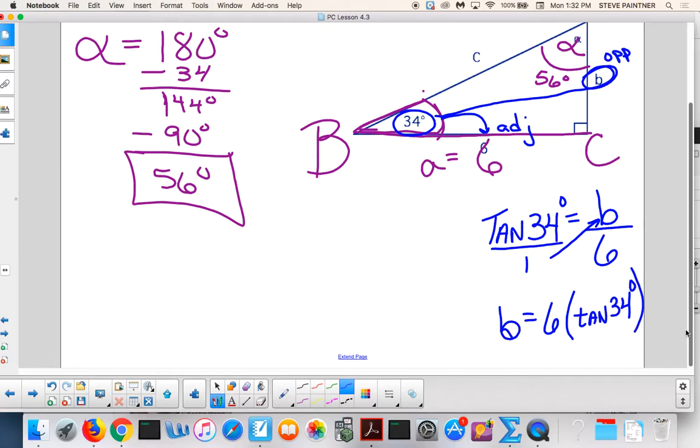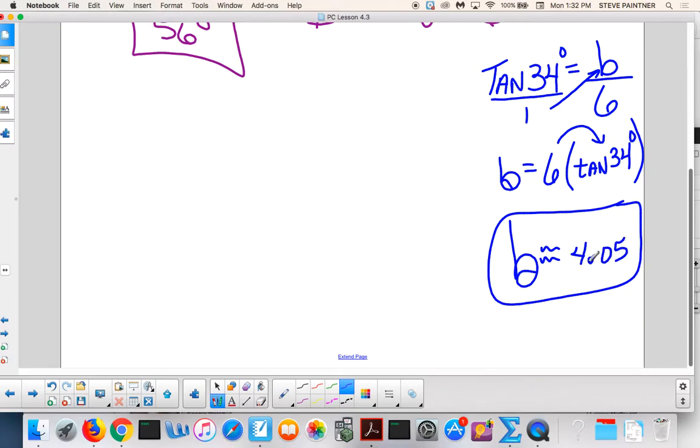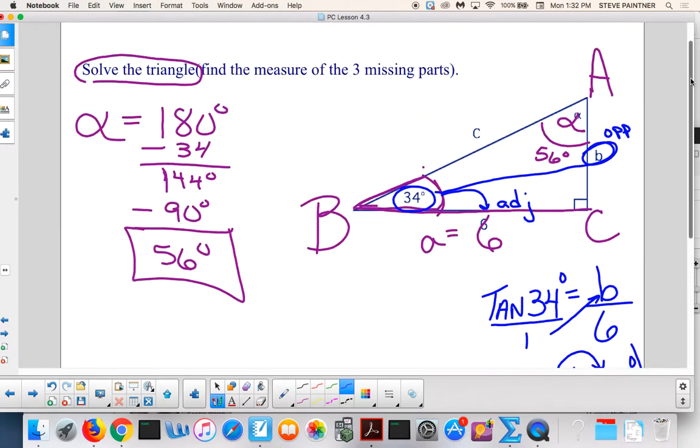Okay, this isn't too hard. It's just 6 times this. B, the missing side, is roughly 4.05. Okay, good. Missing side 4.05.